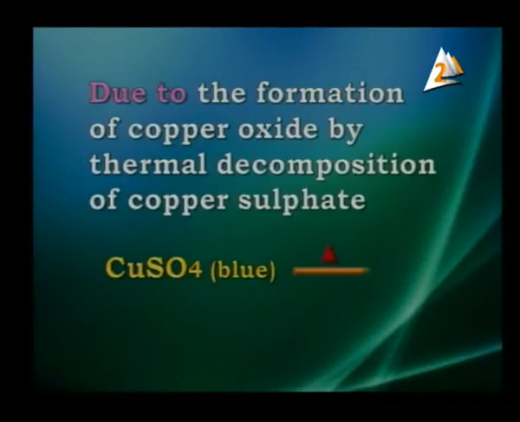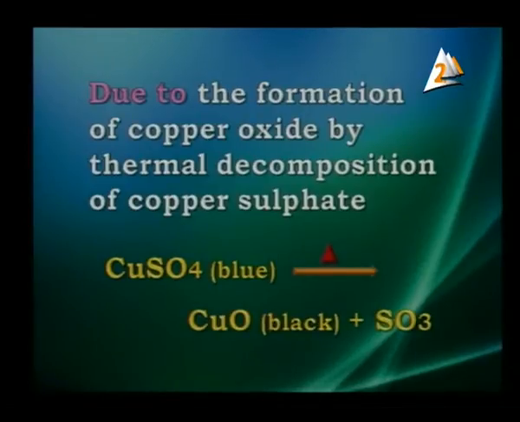CuSO4, blue, and by heat energy it gives CuO, black color, and SO3. What is SO3? It is sulfur trioxide gas that is produced from the thermal decomposition of copper sulfate. So the thermal decomposition of copper sulfate produces two compounds. One of them is CuO, black, and we have SO3.